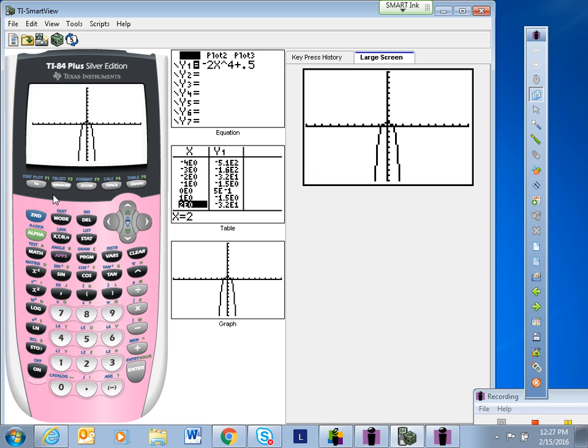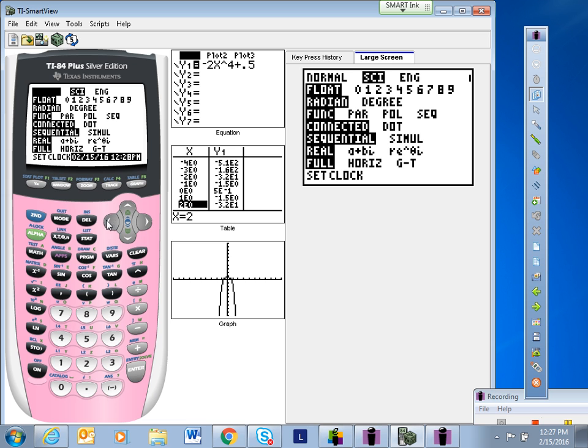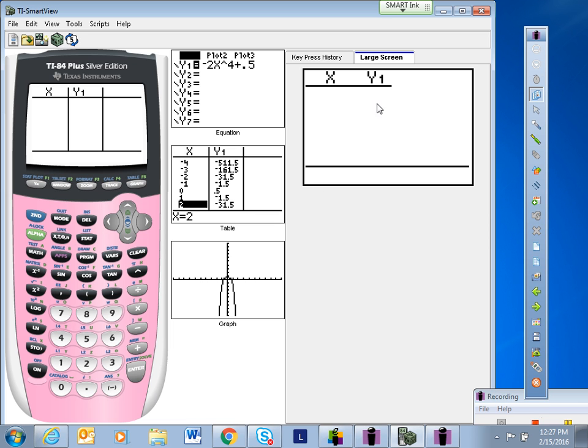Now I want to look at my table. So I go second, table, and look. Oh, my word, do I have a heart attack? No. What do I know? Somebody put my calculator in scientific notation. It's not a big deal, people. I just go back and change it to normal decimal notation. All right, so now I'm happy.